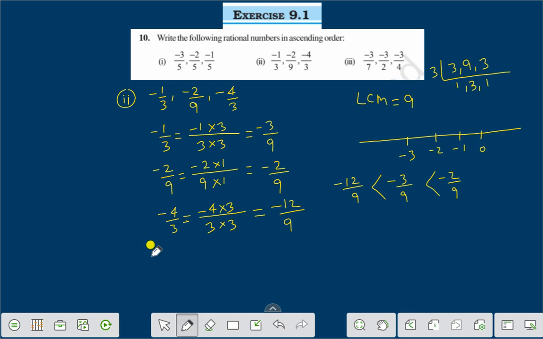Right? Therefore, we can say that minus 19 by 12 means minus 4 by 3. Minus 4 by 3 is less than minus 3 by 9, meaning this number, minus 1 by 3. And minus 1 by 3 is less than minus 2 by 9.